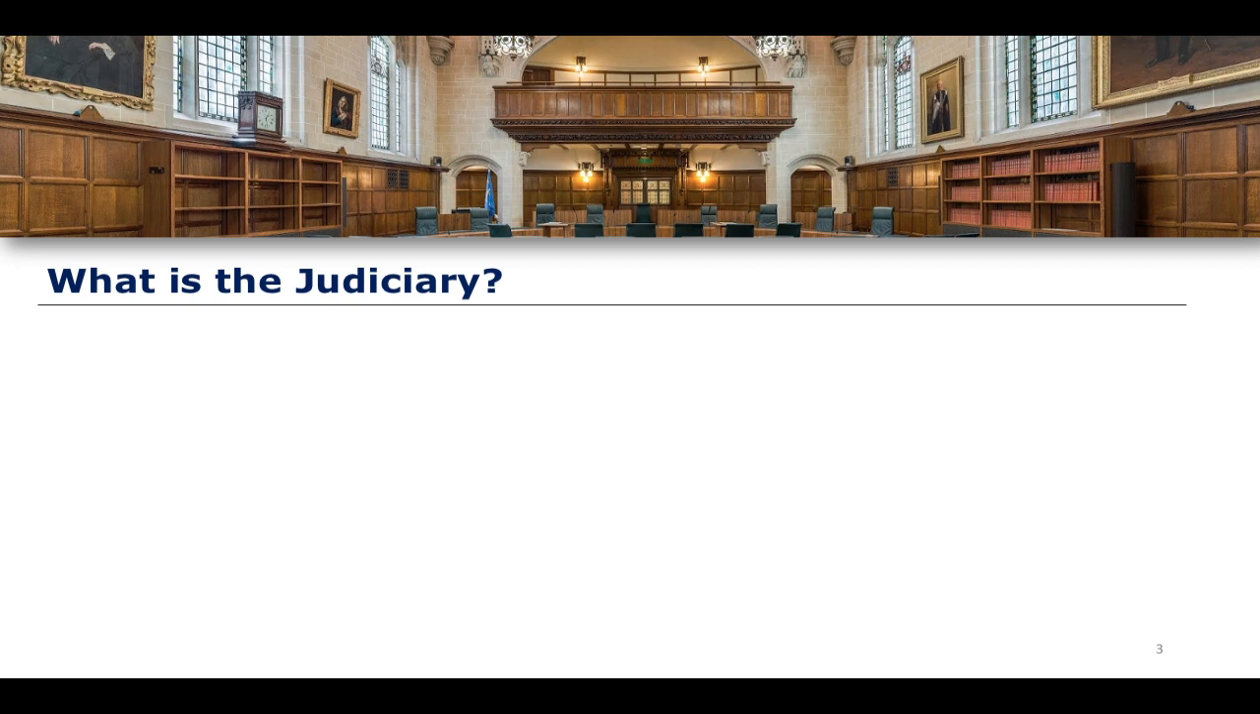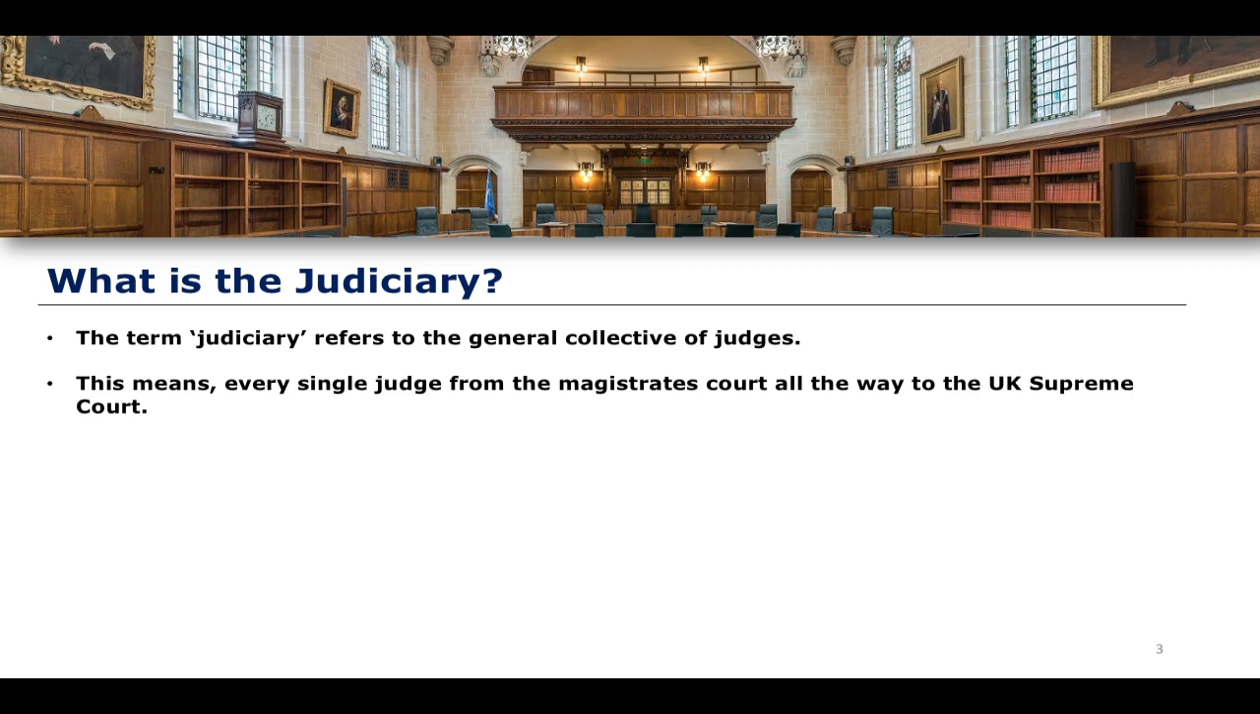So what do we mean when we talk about this idea of something known as the judiciary? What is the judiciary, fundamentally? Well, the term judiciary refers to the general collective of judges. It means that every single judge, whether we are talking about judges that represent what are known as summary cases in magistrates' courts, all the way up to the most important cases in the Supreme Court, are all part of this collective institution that we refer to as the judiciary.